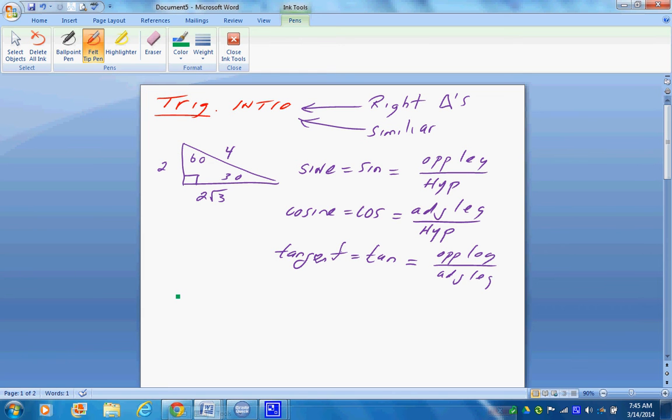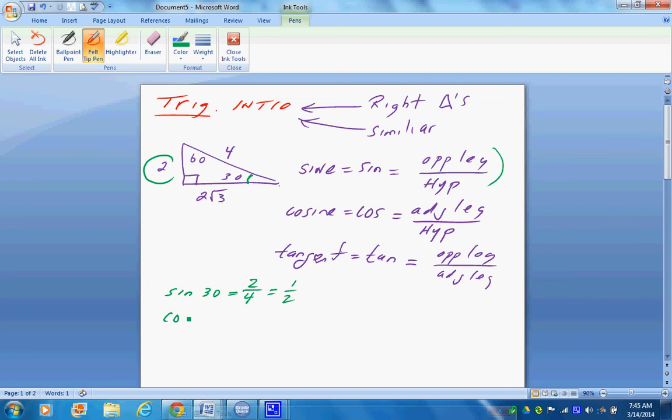So what is the sine of 30 degrees? That's the sine of A. Well, I've defined the sine as the opposite leg, 2, over the hypotenuse, 4. Since I'm talking about the 30 degree angle, that's my opposite leg. The sine of 30 degrees is 1/2.